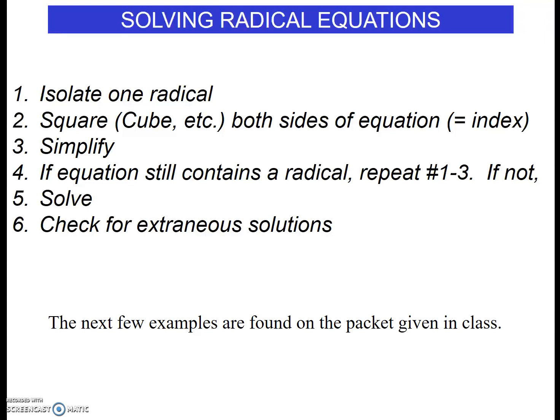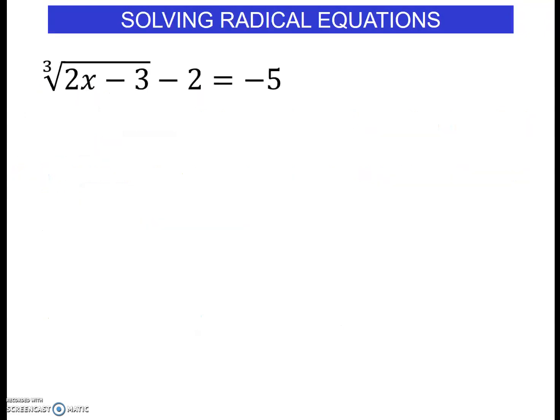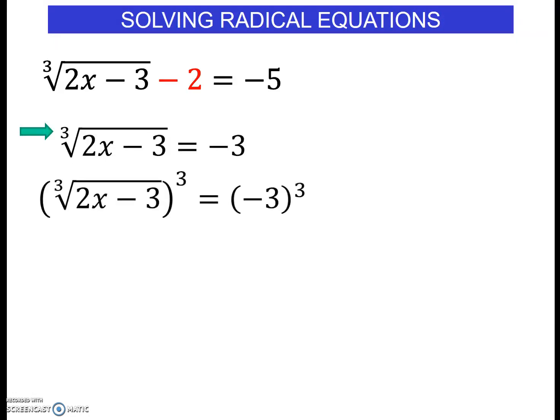All right, so these next few examples are found on the packet that should be given to you. So if you're working on this in class, you can just fill out those examples right in there. So this is our first one here. Remember, our first goal is always to isolate the radical. So right now I have that -2 here. I'm going to move it over through addition, and I get -3. The difference here now is I have a cubed root instead of something like a square root, but that just means I need to cube both sides.